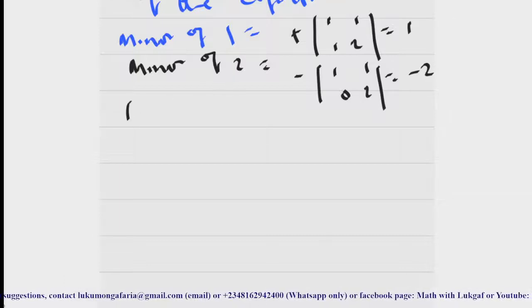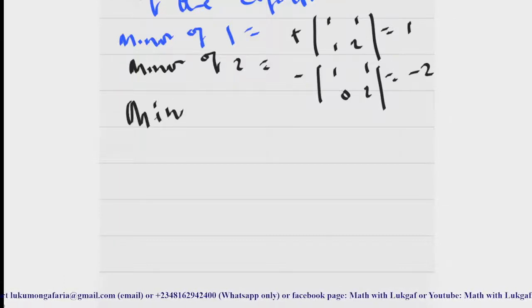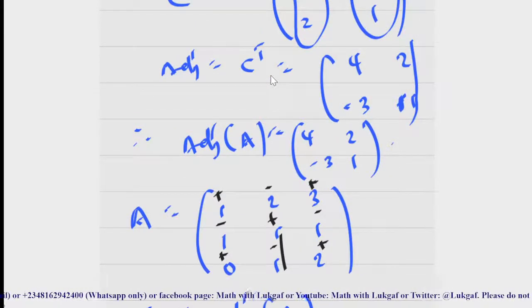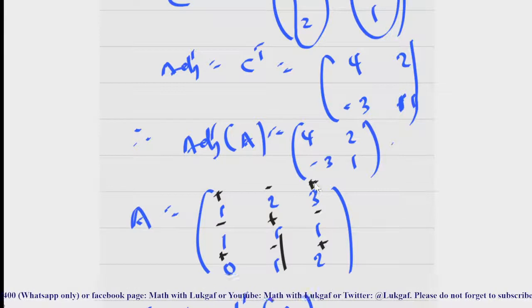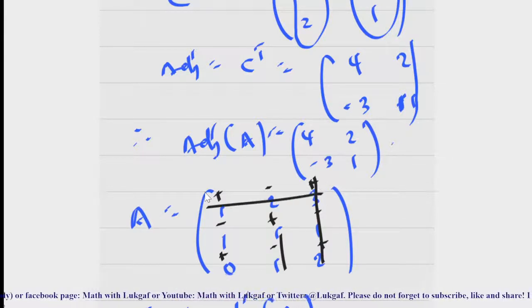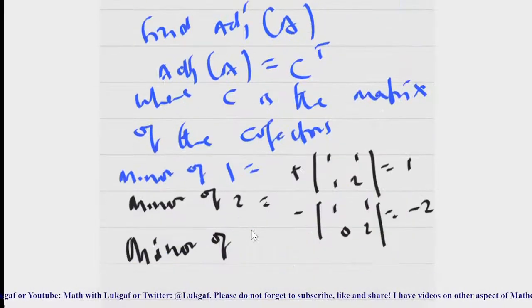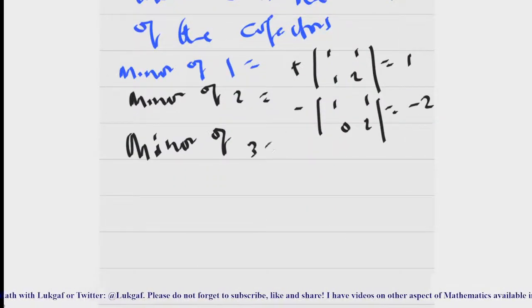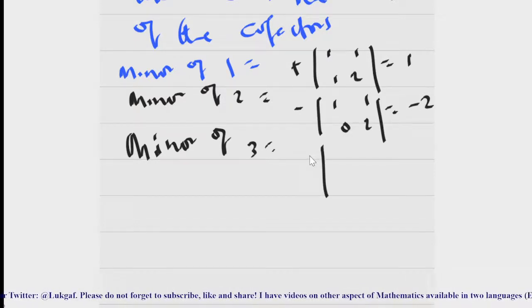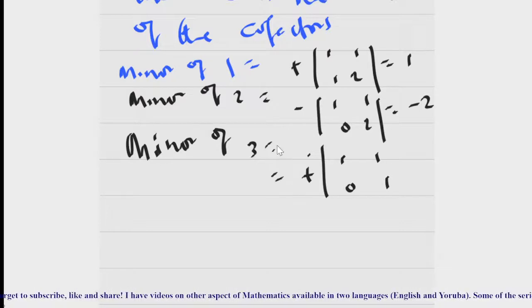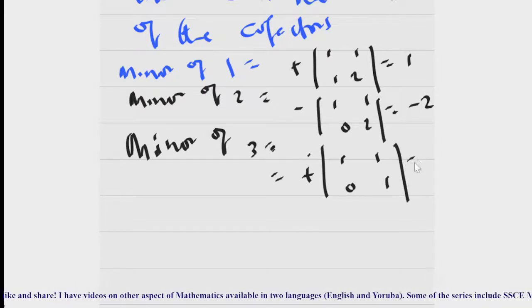So then you find the minor of the next column. The minor of the next column is 3. How do you obtain that? You clear the row as well as the column. Then I'm going to have 1, 1, 0, 1. And you have your positive here. That is the sign of the cofactor. So if you find the determinant, this is going to give me 1 minus 0, that's going to give me 1.